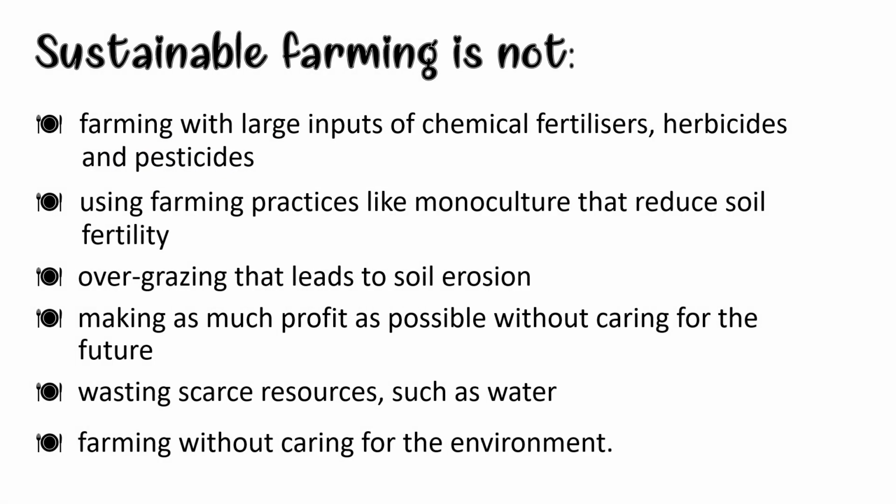Sustainable farming is not farming with large inputs of chemical fertilizers, herbicides and pesticides. It's not using farming practices like monoculture that reduce soil fertility. It's not overgrazing that leads to soil erosion. It's also not making as much profit as possible without caring for the future. It's not wasting scarce resources such as water. And lastly, it is not farming without caring for the environment.